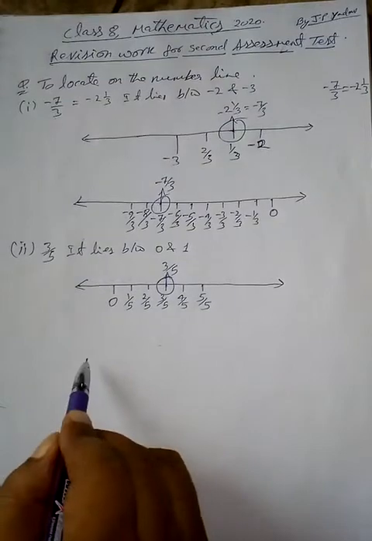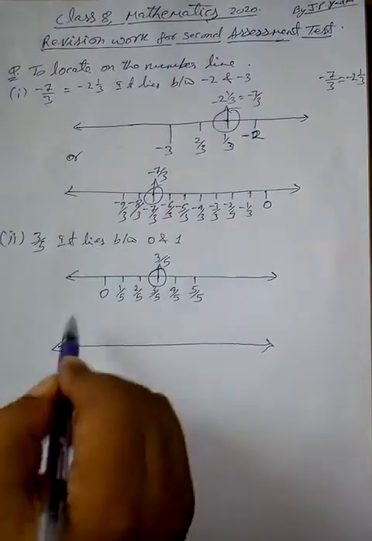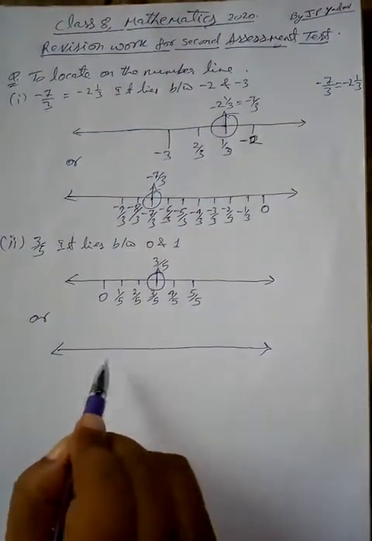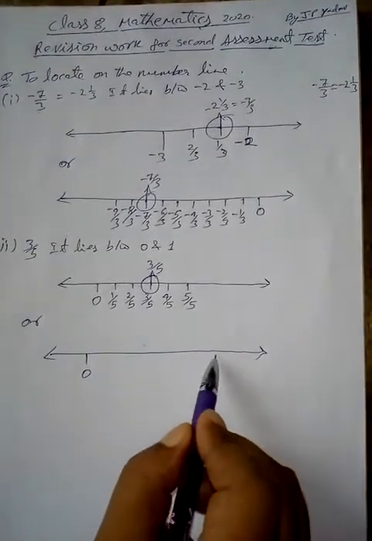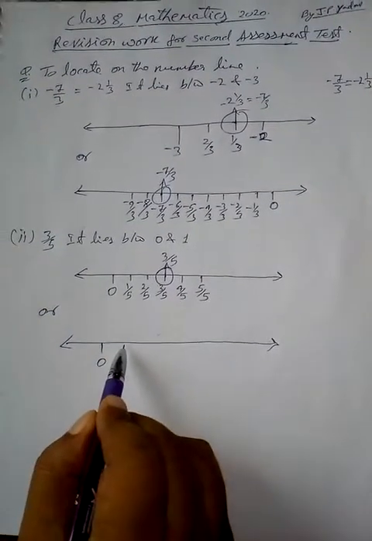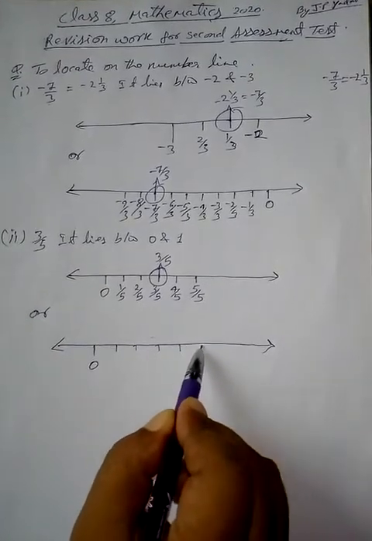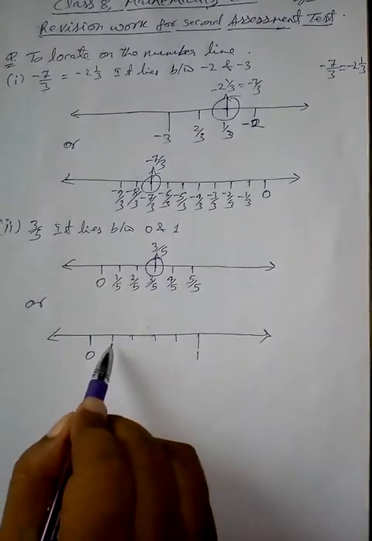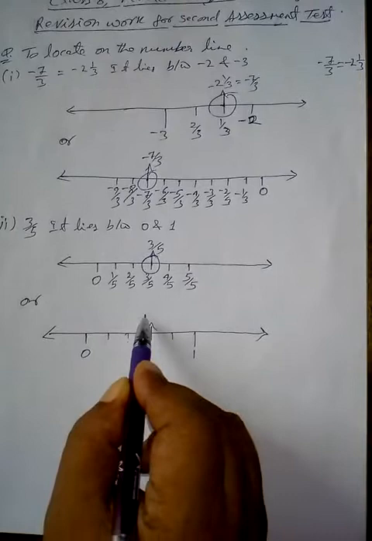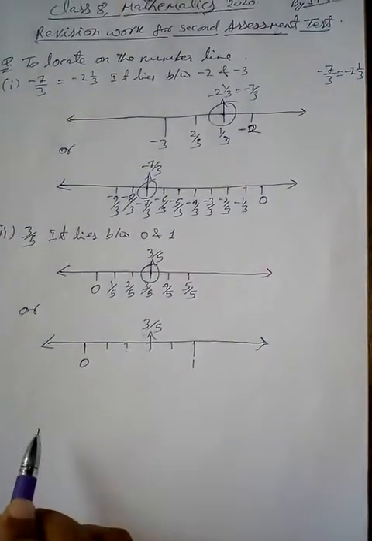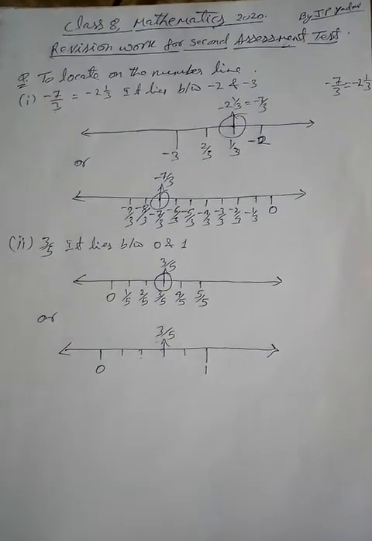This is the answer. Another way to locate is, this is 0, then make 5 equal divisions between 0 and 1, because it lies between 0 and 1. So make 5 equal divisions: 1, 2, 3, 4, 5. This is 1. Now it will be 1, 2, 3. This is 3 by 5. Like this also you can do. This is the answer. This is the way to locate on the number line.